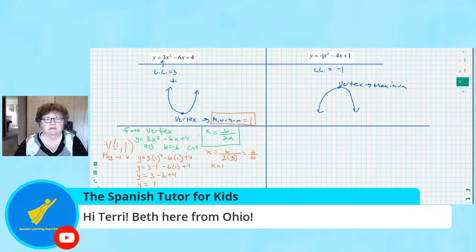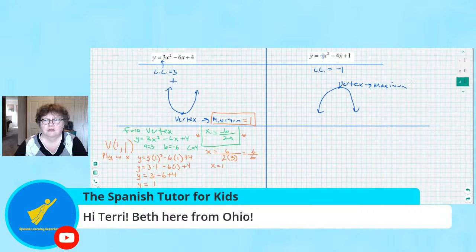So let me just repeat what we did. If it's not in vertex form, I do x equals negative b over 2a. You find the x, you plug it in, and you find your y. Whatever you get for your y is your max or your min on the problem.